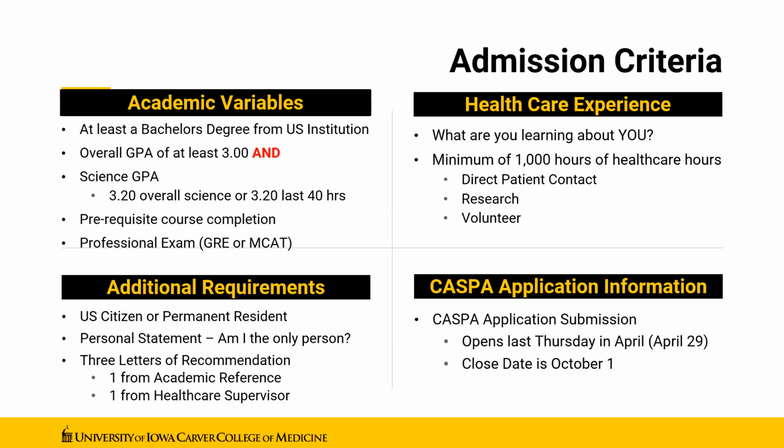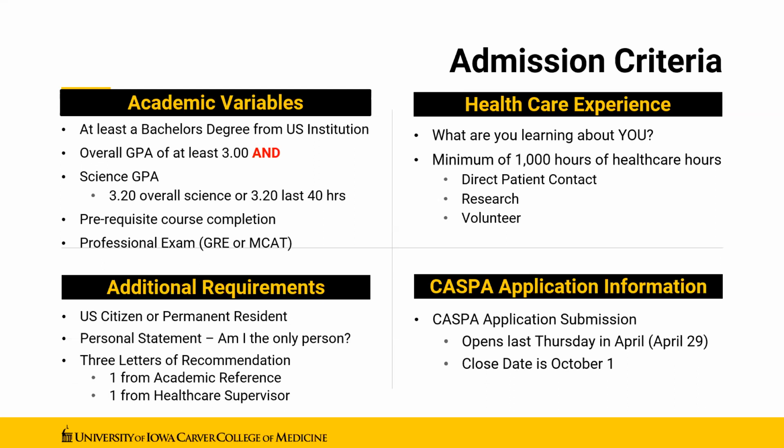And so the academic variables, as you can see, there are a lot of things that programs are going to look at. For our program, obviously you need to make sure that you have a bachelor's degree completed prior to starting the program. Then we look at your academic performance in a variety of ways. We look at grade point average in 2 ways. Students have to have an overall GPA of at least a 3.0. And then we look at your science GPA, and students need to either have a 3.2 overall science or a 3.2 in the last 40 hours of completed science-based courses.